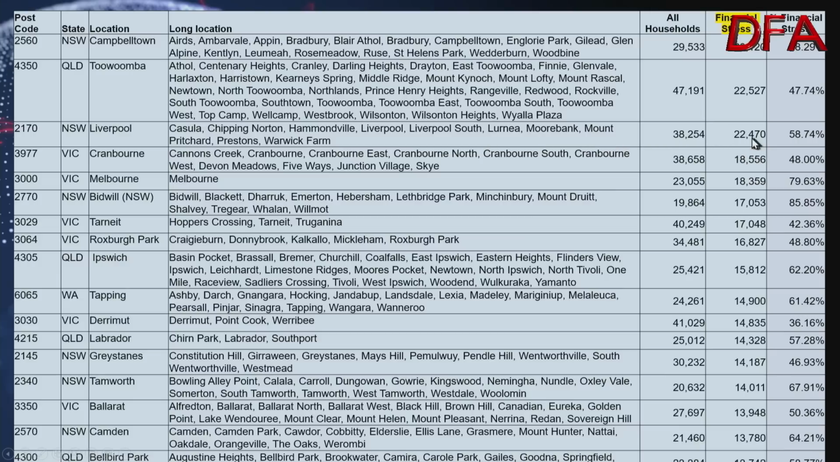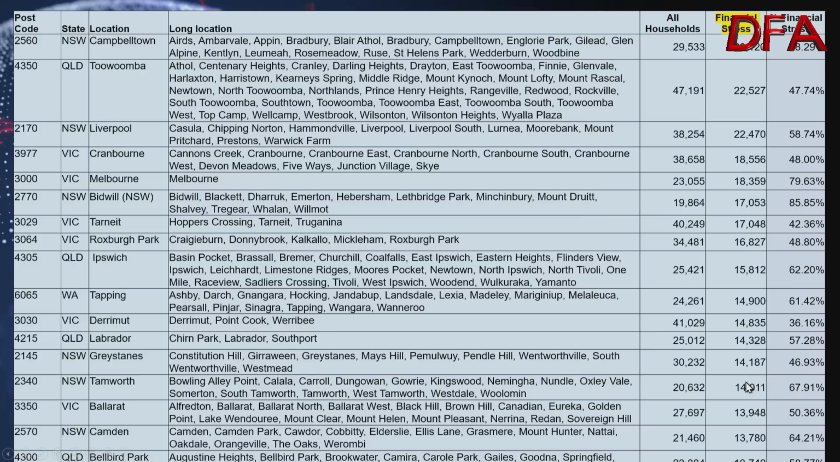Then Liverpool at 22,000. Then Cranbourne in Victoria, 18,000. Centre of Melbourne at 18,000. And then Mount Druitt, Bidwell, places like that, 2770 with 17,000. Hoppers Crossing with 17,000. Roxburgh Park, Craigieburn, 16,000. Ipswich, 15,000. Tapping, places like that, 14,900. Point Cook, Derrimut, 14,800. Southport, Labrador, up in Queensland, 14,300. Greystanes, Wentworthville, places like that, 14,100. And so it goes on.